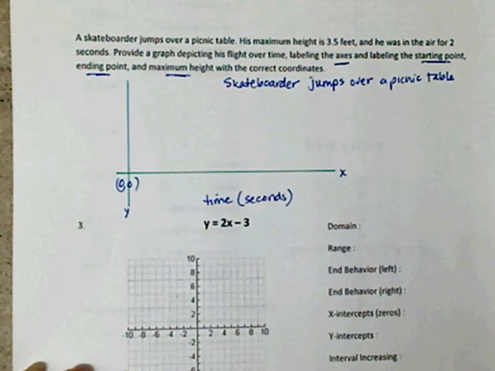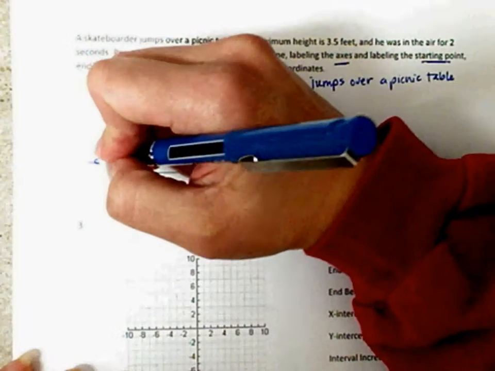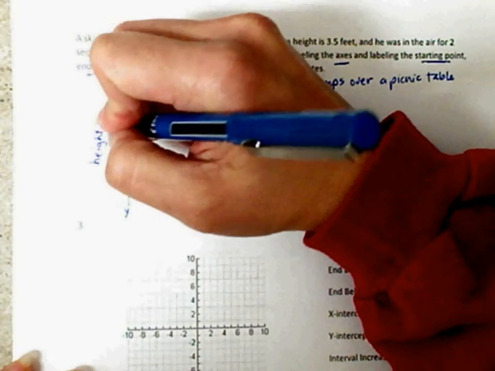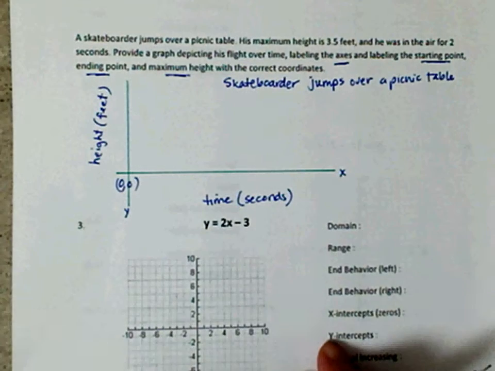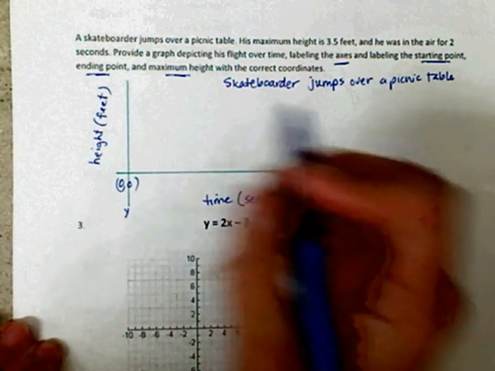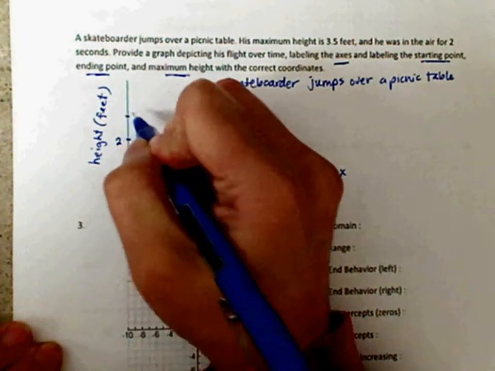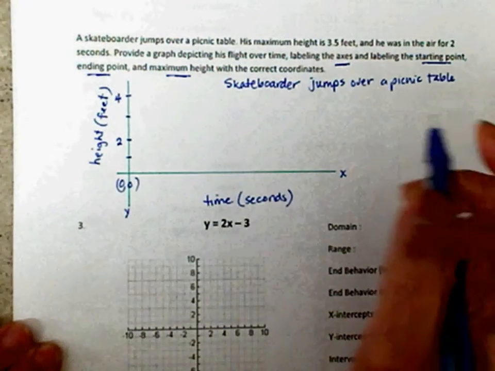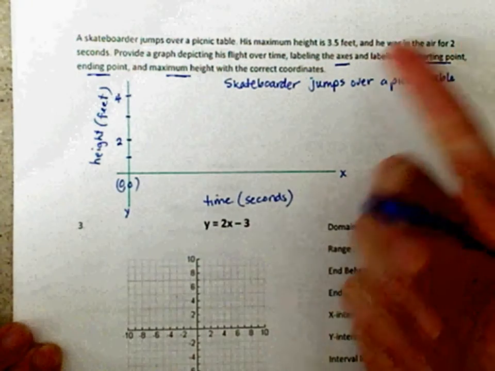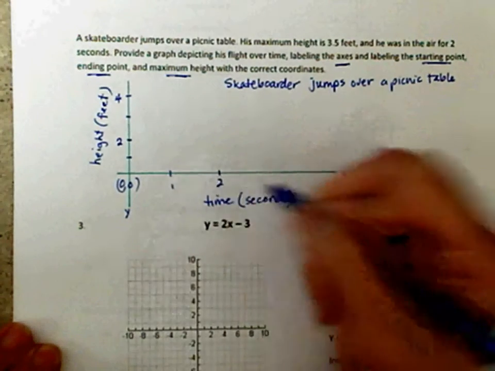Okay? So my y-axis is going to be the height, and the height is going to be in feet. So I'm going to write height, and I'm measuring it in feet. Now let's take a look. The highest he got was 3.5. So what if I just go to 4? 1, 2, 3, 4. Okay? And he did it in 2 seconds. So this will be my 1. This will be my 2.